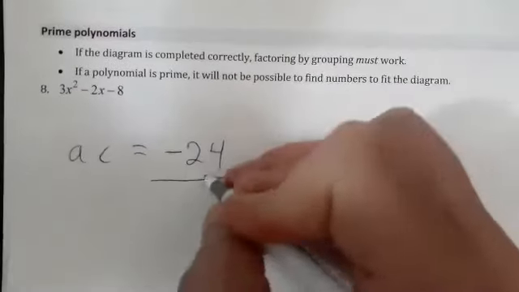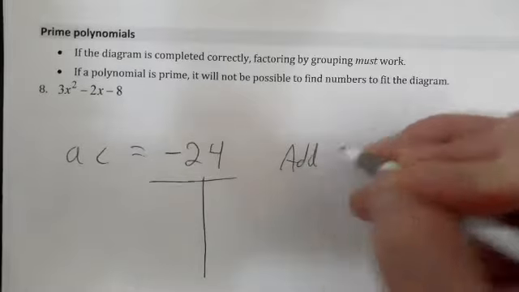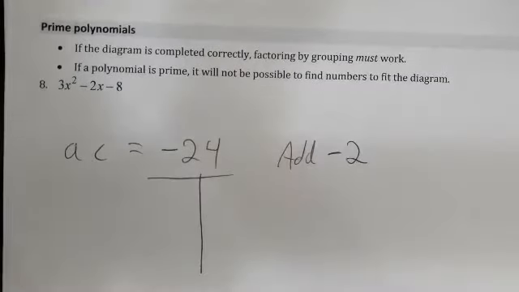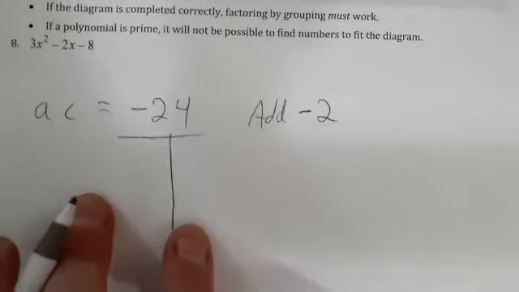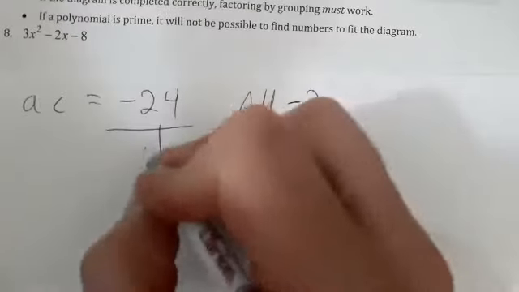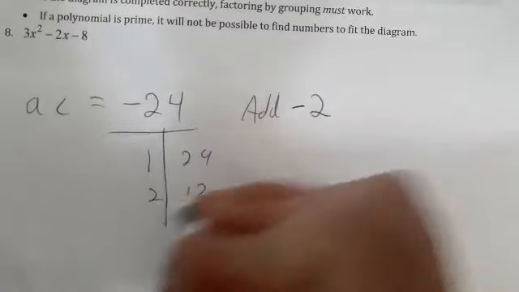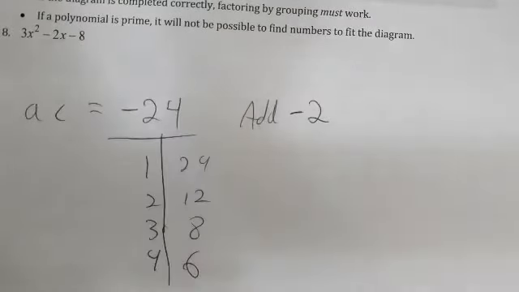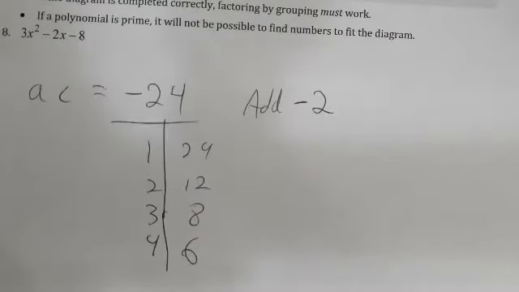Minus 20. This has got to add to minus 2, which is my b right there. So it multiplies to AC, adds to b. 1 and 4, 2 and 12, 3 and 8, 4 and 6. I think I'm back around. So it's got to multiply to a negative, so one of these has to be negative and one of them has to be positive. And they have to add to minus 2.